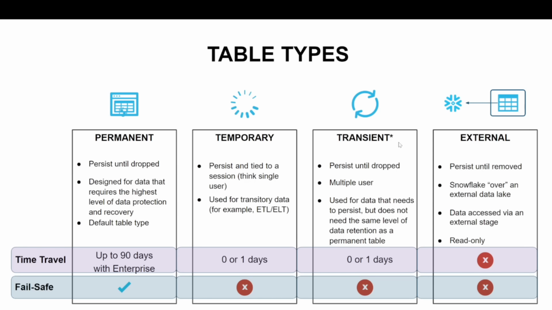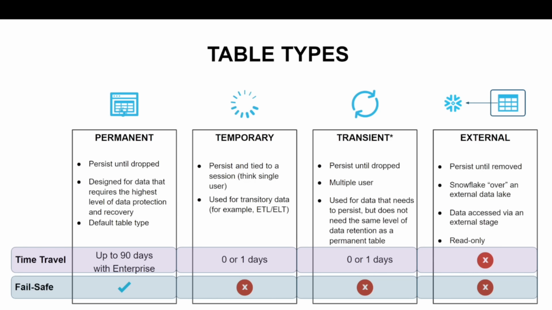Now, the third table is a transient table. This is similar to your permanent table, which persists until you physically go and drop the table. It's not tied to a single session, so multiple users can use that transient table. It is always used when you want to persist the data in Snowflake, but you don't need the same level of data retention as you have in the permanent table. So it could be an alternative to your permanent table, so that you don't have to create multiple permanent tables where a data retention of 90 days is applied.